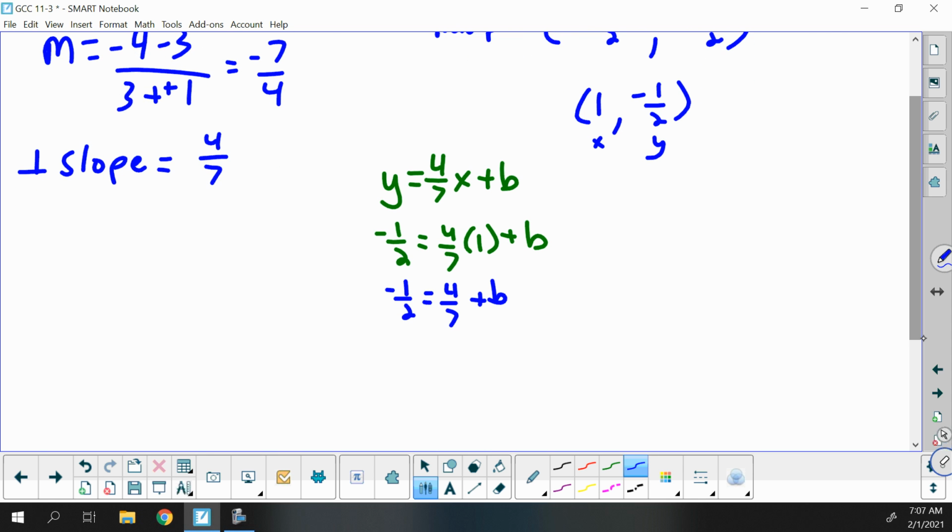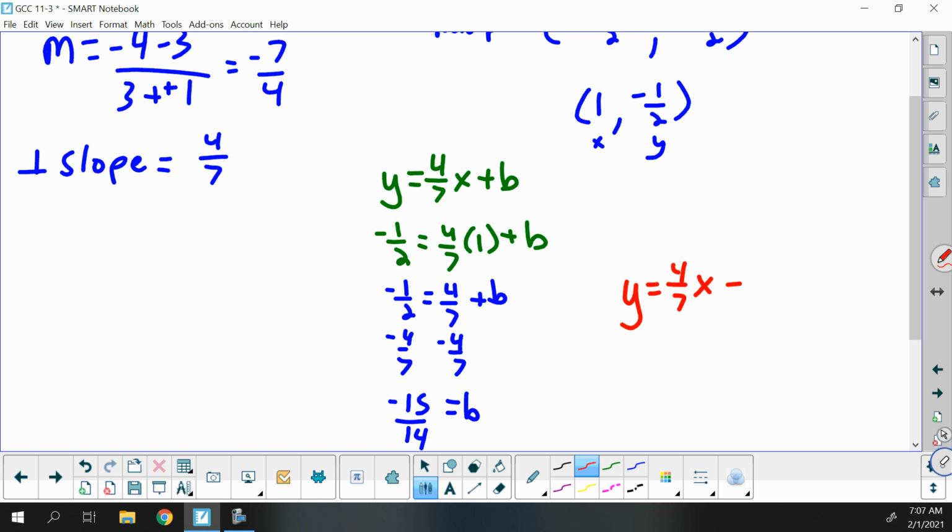To get the 4/7 to the other side, we've got to subtract it over. And -1/2 minus 4/7, when we put that in the calculator, will give us -15/14. We're not done though. We've got to write our equation actually. So that's y equals 4/7 x minus 15/14.